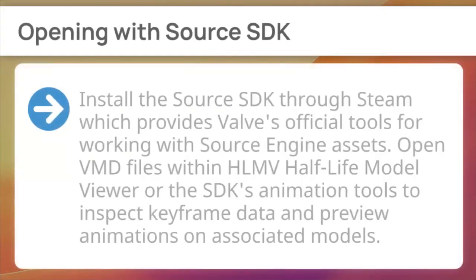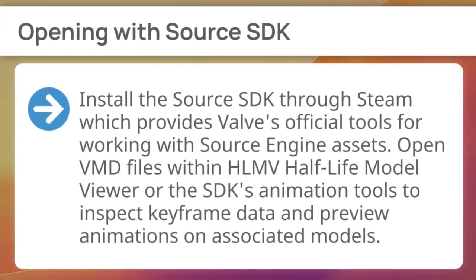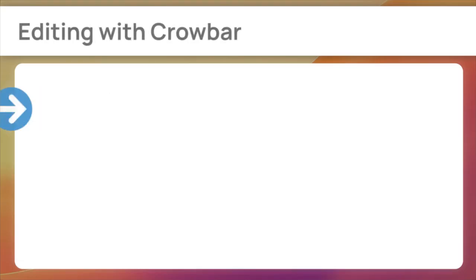First, opening with Source SDK. Install the Source SDK through Steam, which provides Valve's official tools for working with Source Engine assets. Open VMD files with an HLMV Half-Life model viewer, or the SDK's animation tools to inspect keyframe data and preview animations on associated models. Next, editing with Crowbar.